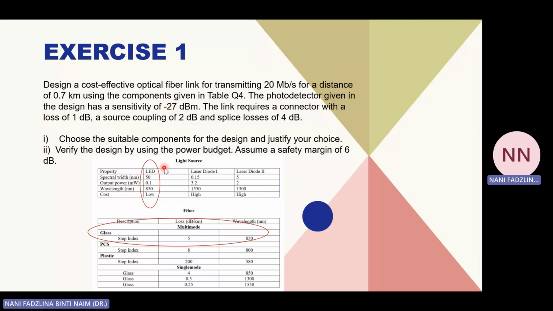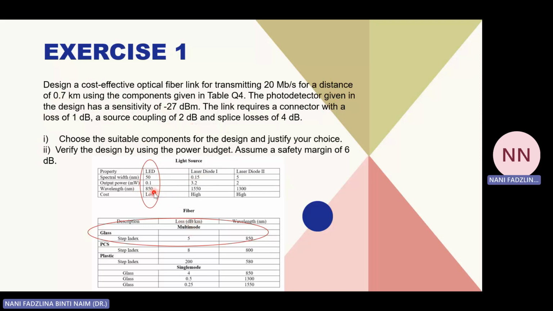For the first question, you need to know what is the distance of this fiber link. And you can see that the distance is only around 0.7 kilometer, which can be considered as short distance. So for short distance communication, you just need to use LED. Okay, because LED is for short distance, laser is for long distance. Besides that, the advantage of using LED is that it is lower in cost as compared to the laser. Okay, so since we are using LED, meaning that our suitable fiber would be the multimode fiber.